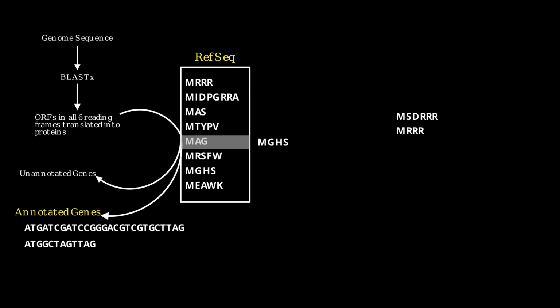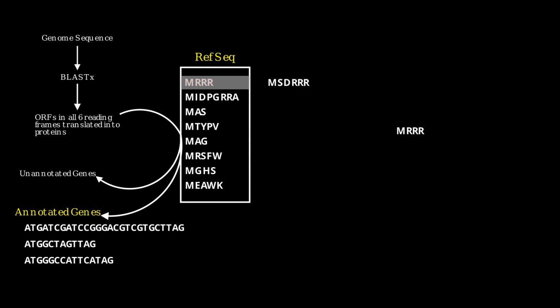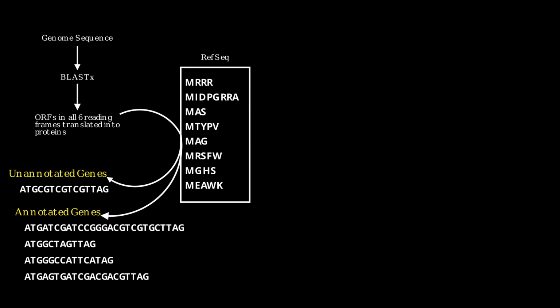If there is a protein match within the database, the ORF which the protein was derived from is categorized as an annotated gene and labeled appropriately as to what protein that gene codes for. If there are no matches, the ORF is considered unannotated, which means nobody has submitted this protein sequence to the database before, therefore not much is known about this gene. That is how most organisms' genomes are annotated.